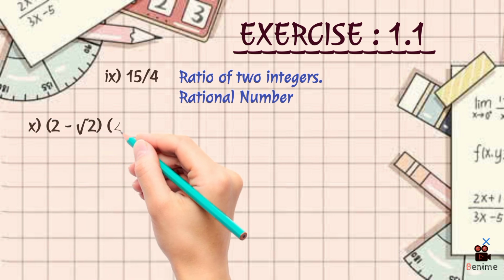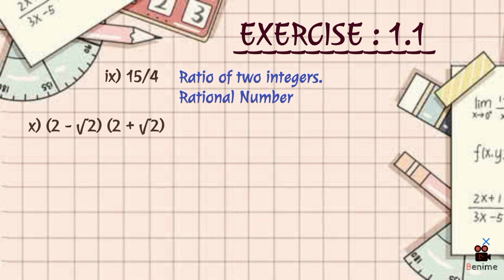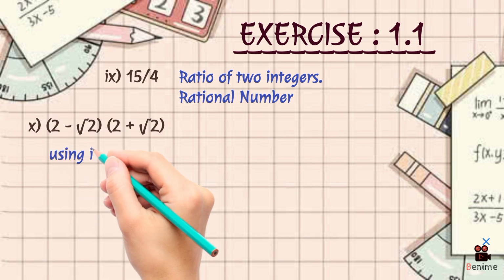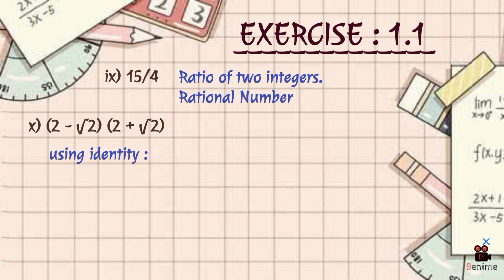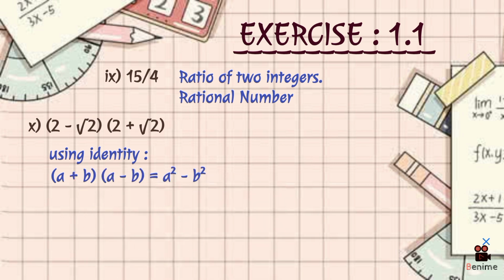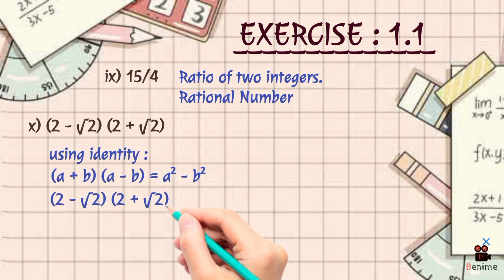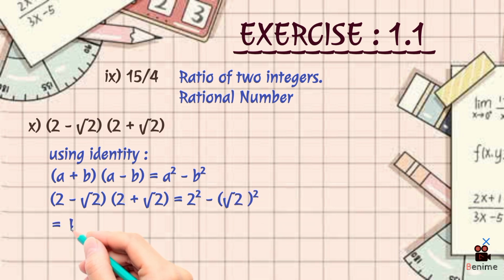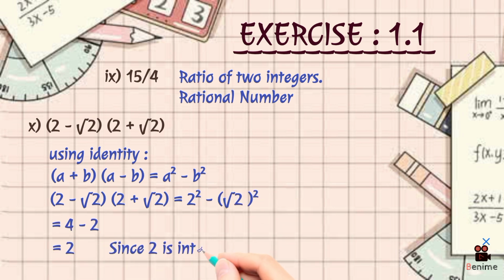Last and most interesting part. (2 plus square root of 2) into (2 minus square root of 2). First we solve it using identity. (a plus b) into (a minus b) is equal to a square minus b square. Simplify it like this and it gives answer 2. Since 2 is an integer, so it is rational number.